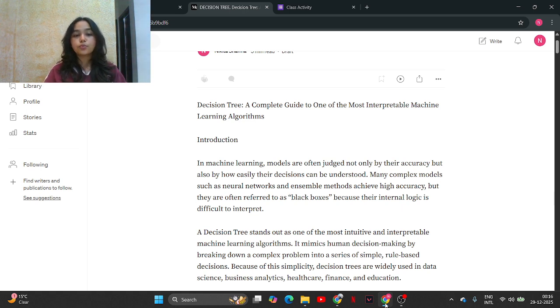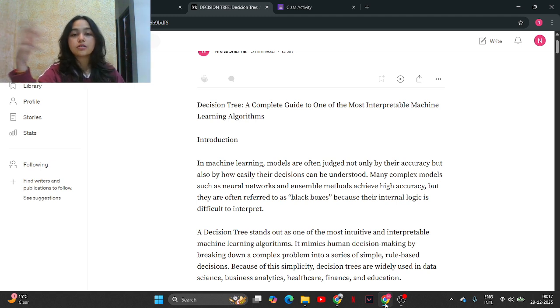Pruning in decision trees. Pruning helps to reduce overfitting by removing unnecessary branches. There are two types. Pre-pruning stops the tree early by setting limits. Post-pruning builds a full tree, then removes branches, especially weak branches. Pruning improves generalization and model performance on new data. For classification, common metrics are accuracy, precision, recall, and F1 score. For regression, we use mean squared error, mean absolute error, or R squared. Choosing the right metric depends on the problem you are solving.